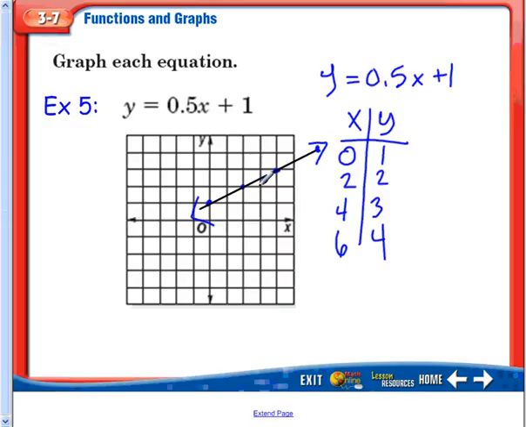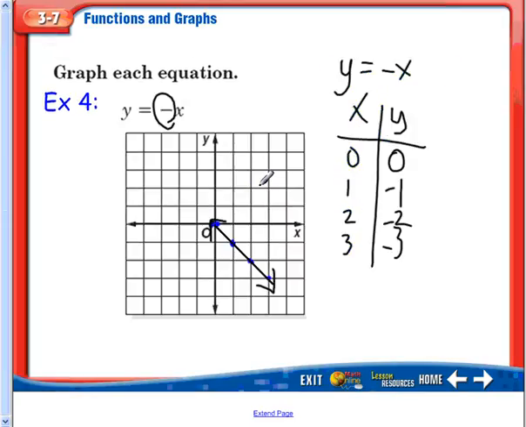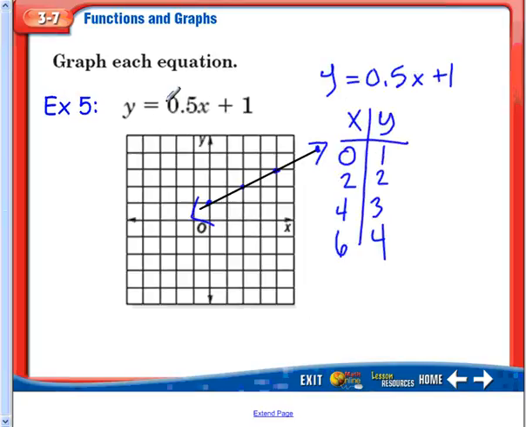And I'd like to notice a difference between this one and the last one. Again, this one was decreasing from left to right because of our negative x. And this one is positive 0.5x, so again, it is increasing.